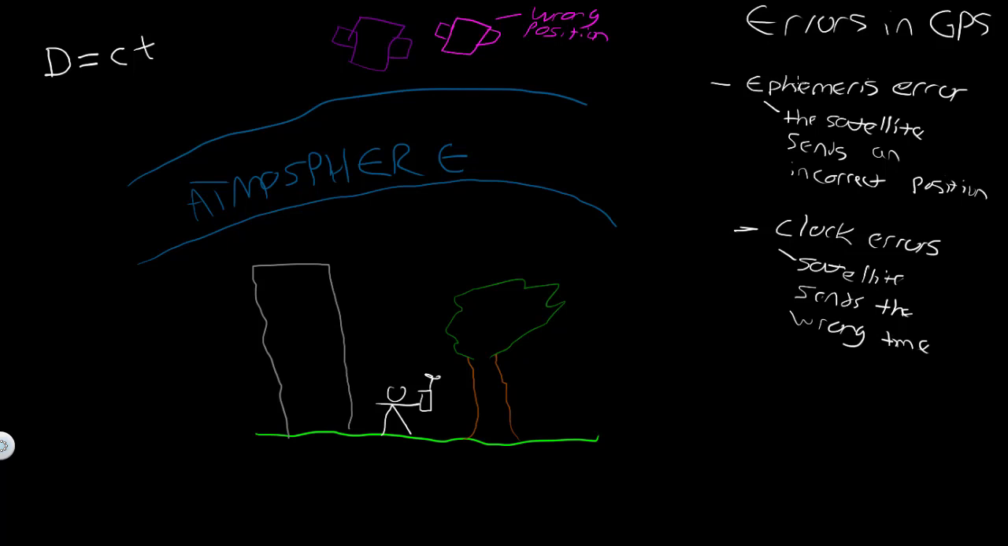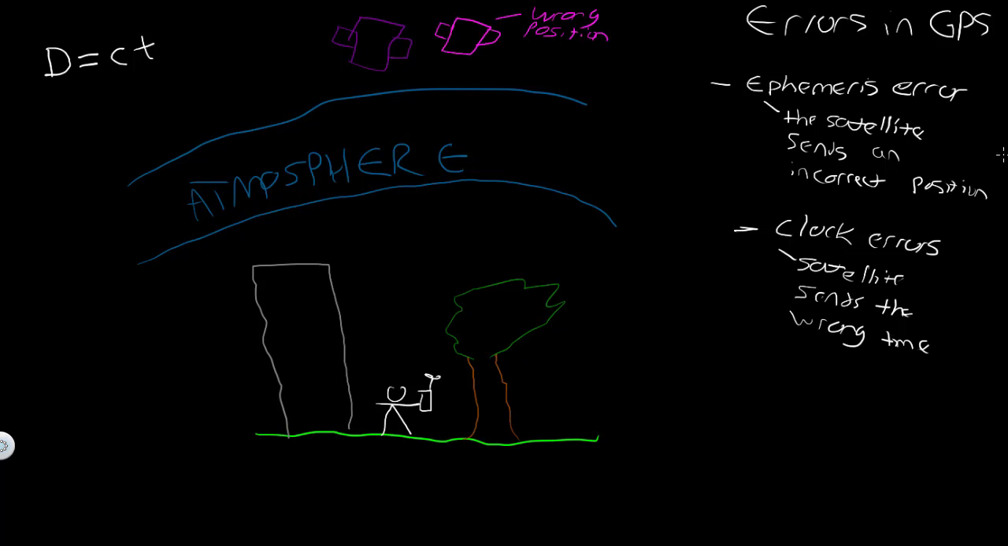All right, so these two errors here, ephemeris errors, which are the satellite sending the wrong position, and clock errors, which are issues where the timing is incorrect, these two errors happen mainly coming from the satellite. Okay, so let's talk about the next set of errors, which are atmospheric errors.